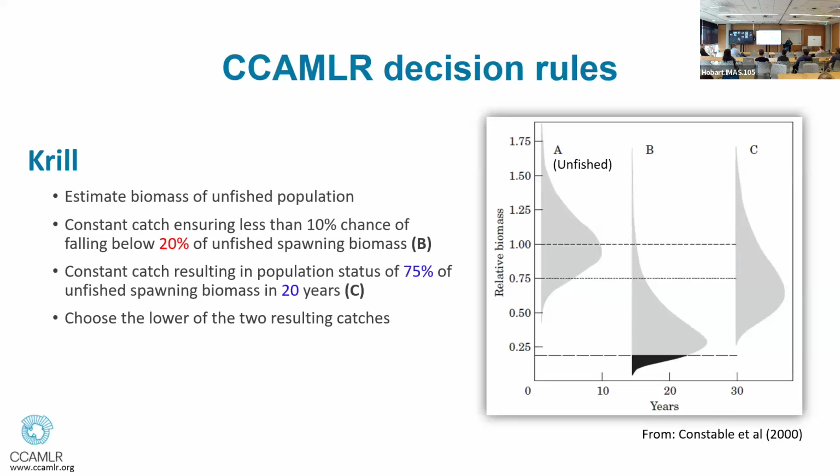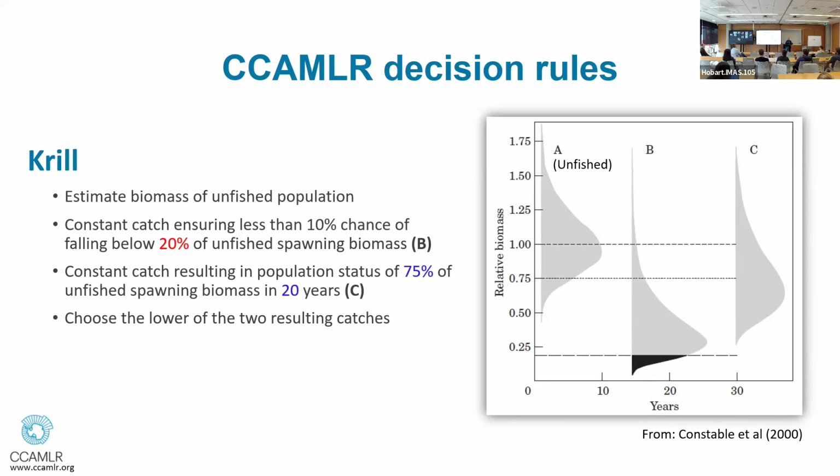The third part is you calculate again the constant catch over the long term that in 20 years would drive the population to 75% of its unfished biomass. It's usually a 50% probability of achieving that, and that gives you another catch limit.